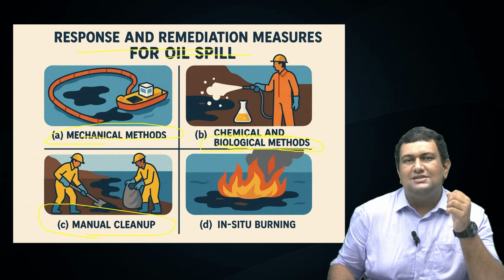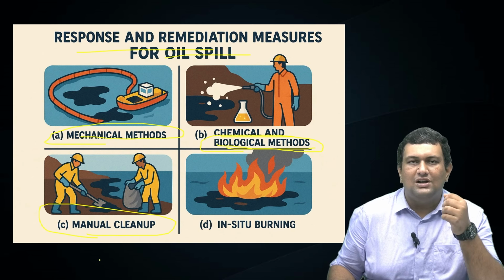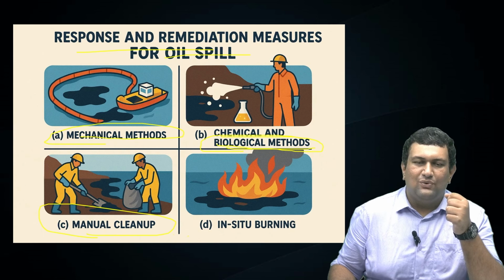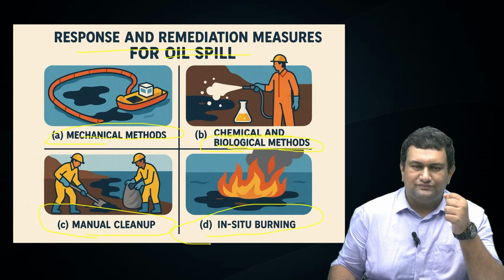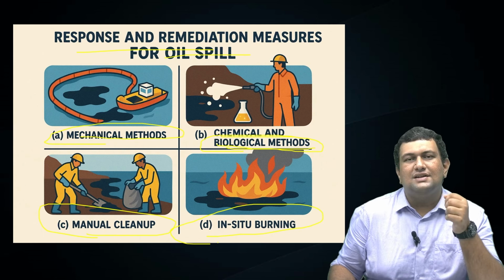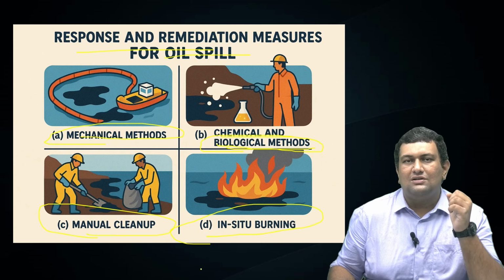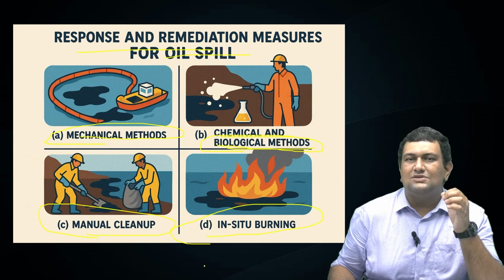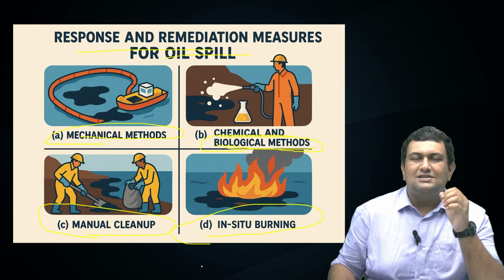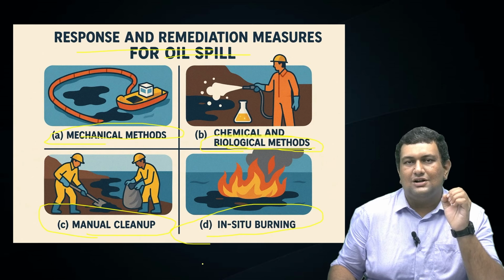Third one is manual cleanup. Manual cleanup means trained personnel are directly involved in cleaning up of these oil spills. And fourth one is in situ burning. That is, in certain cases they just burn the oil which is floating on the water. These are examples of controlled burning. I mean, we need to ensure that this effect doesn't spill off. That is, this burning is done in a controlled manner.